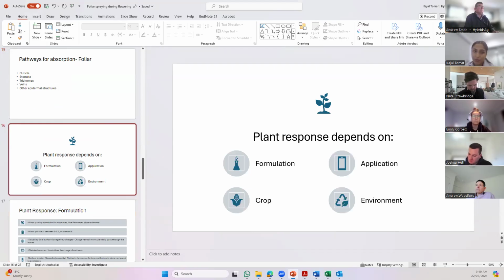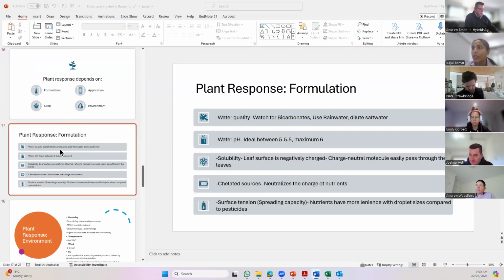Variables for those plant responses. So all of these four categories, we need to consider all these factors when we are applying through foliar. First is formulation, so that's how the tank mixes in general, or the type of nutrient application, the timing, environmental condition, the type of the crop, and a bit of environment.